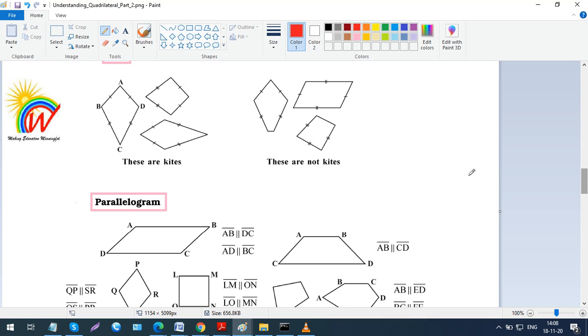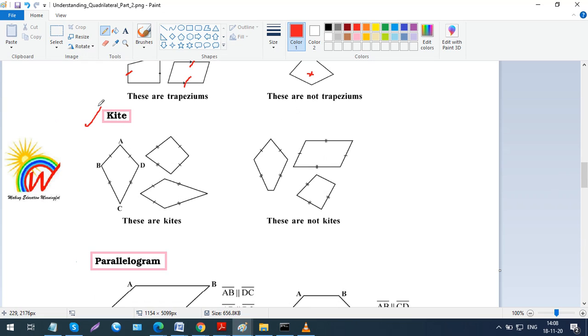Now coming to kite. As the name says, you all are familiar with the kite, right? How it looks, the toy kite which people used to fly. So the same figure.